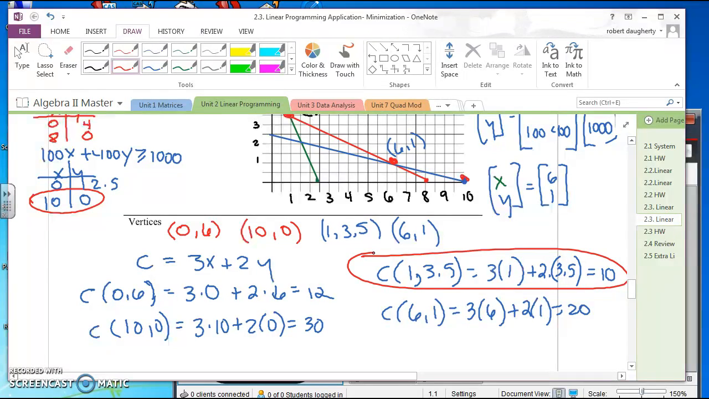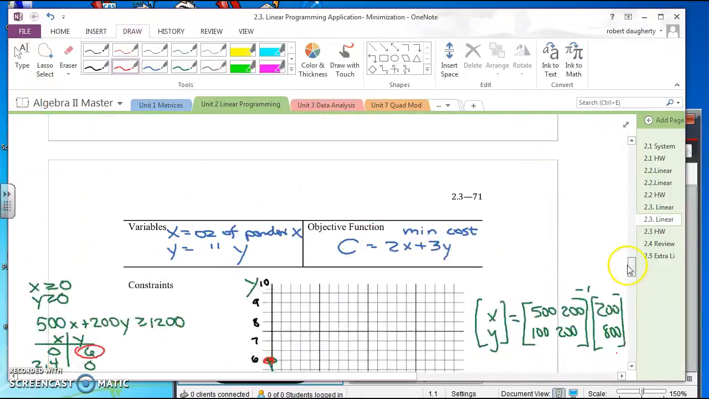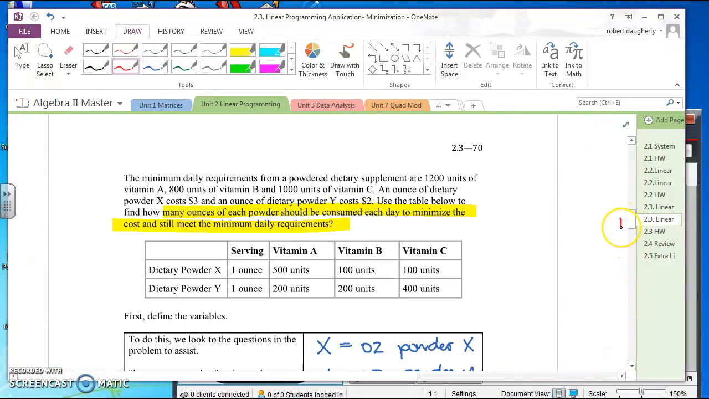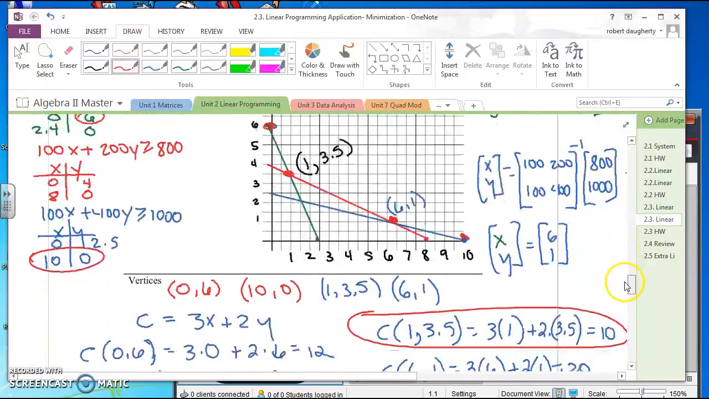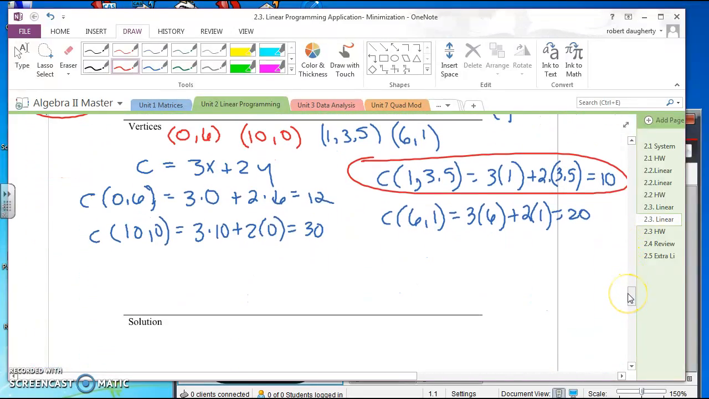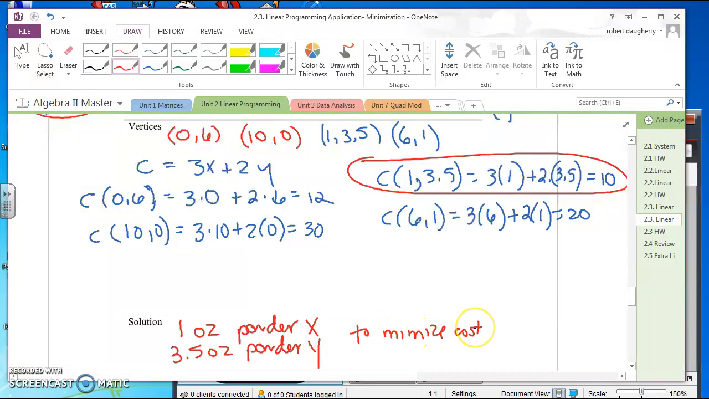So now if I go back to my original question, they were asking how many should be consumed each day to minimize the cost and still meet the minimum daily requirements. So it looks like my answer would be 1 ounce of powder X, 3.5 ounces of powder Y to minimize the cost at, and I believe that's going to be $10.